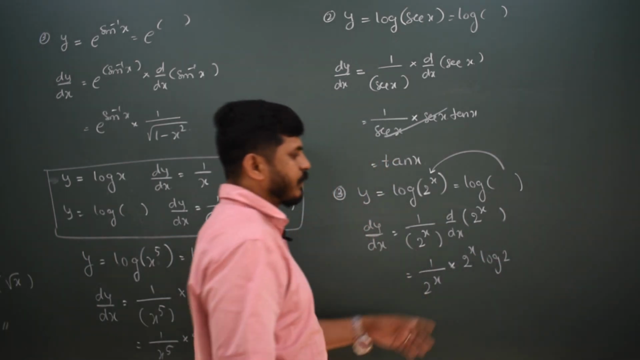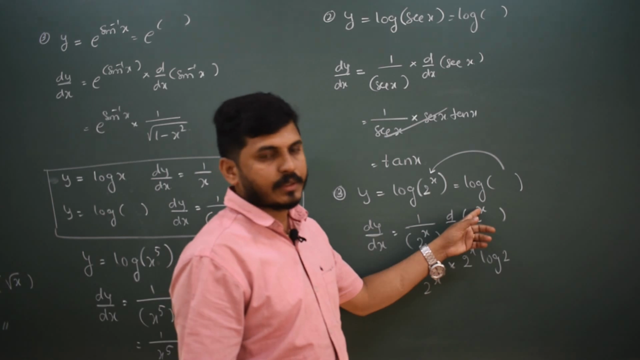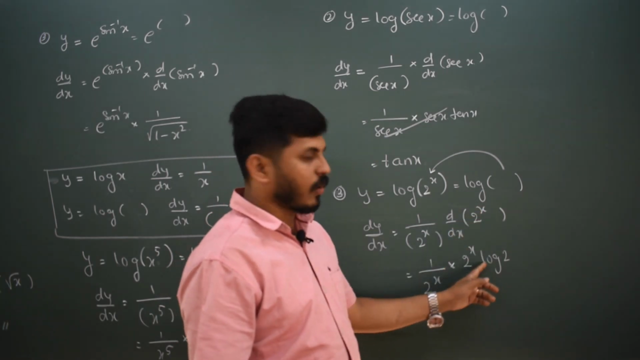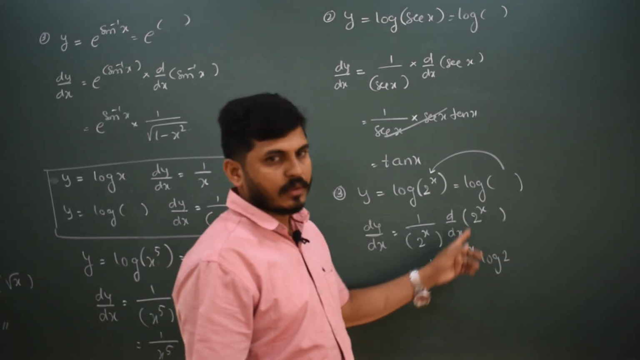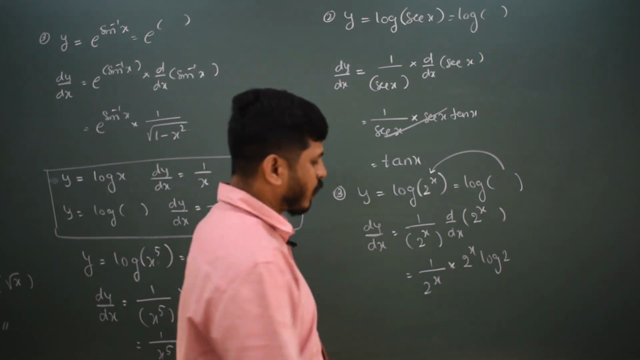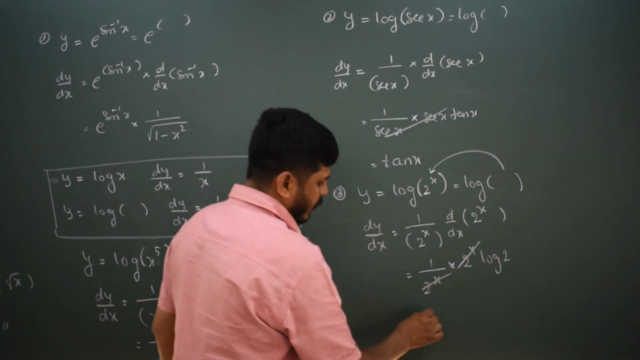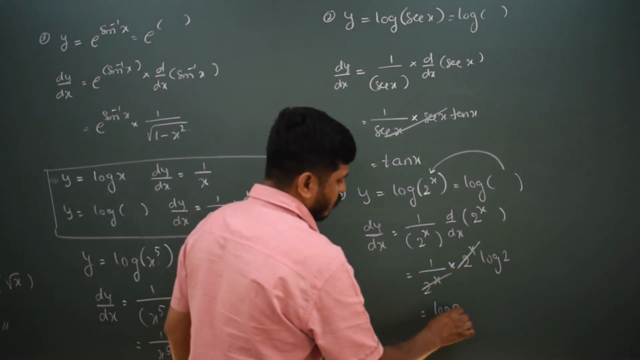This is a raised to x differentiation. What is a raised to x differentiation? A raised to x into log a. What is 2 raised to x differentiation? 2 raised to x into log 2. 2 raised to x cancel. That's equal to log 2.